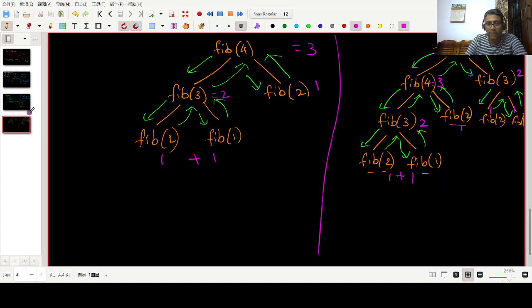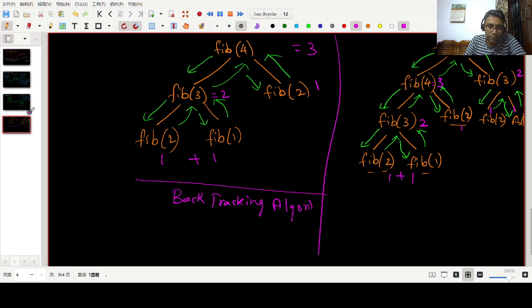So this is branching out. Normally this is called the backtracking algorithm in algorithmic strategy. Don't forget this one, right? Next class I will be telling you how to find the time complexity for this particular problem.